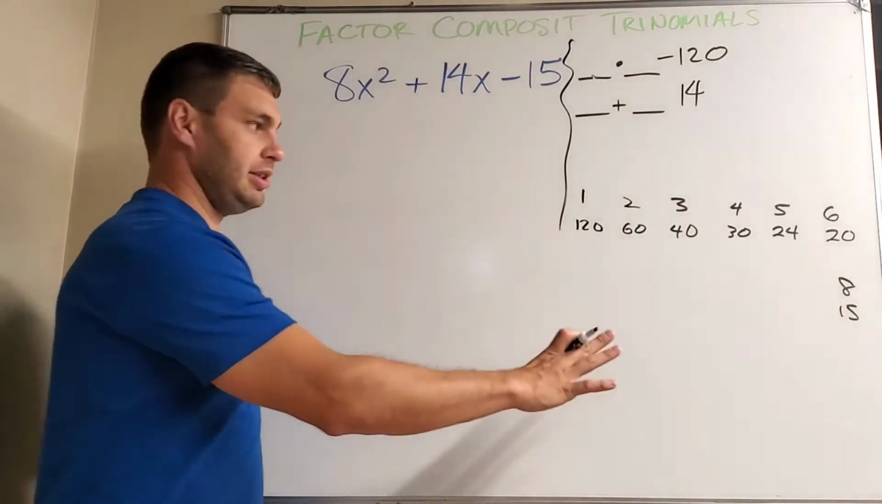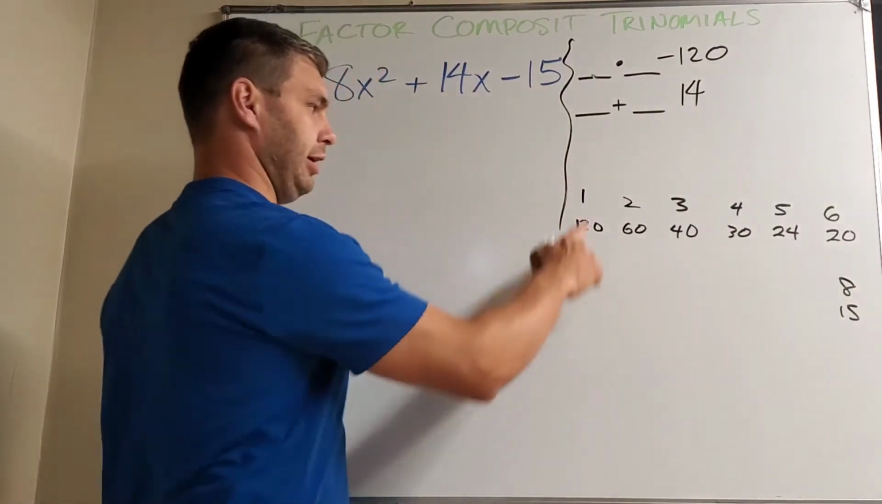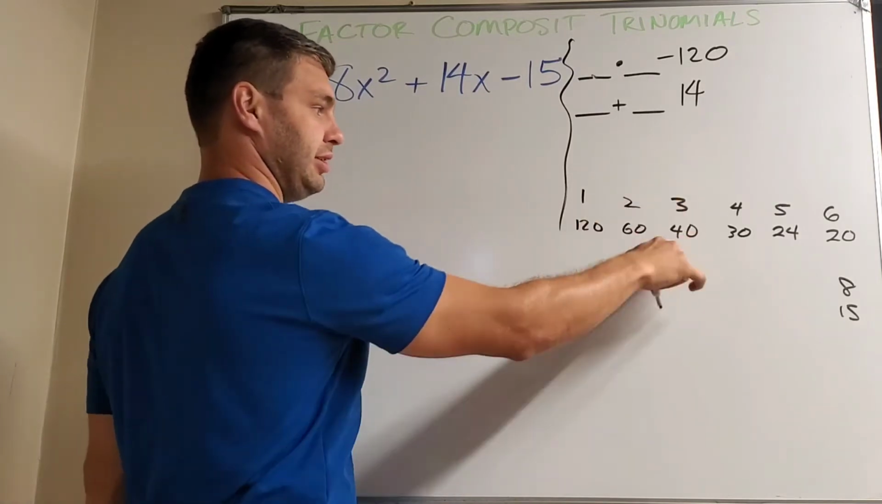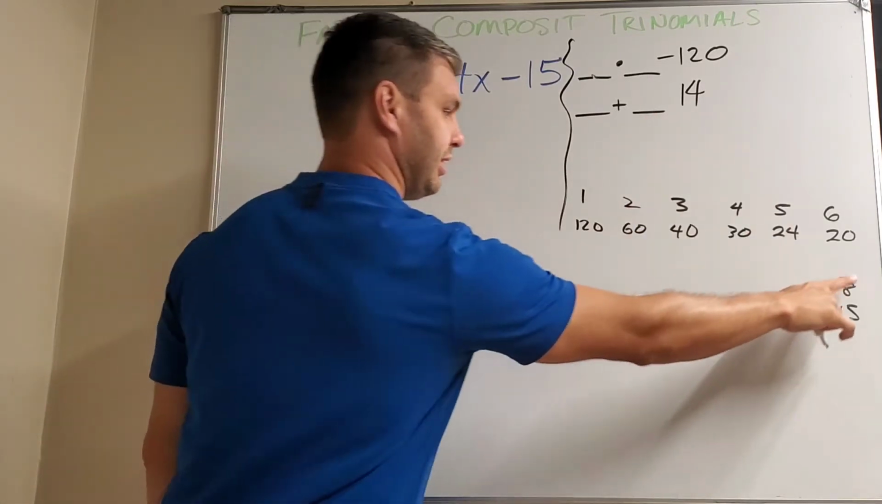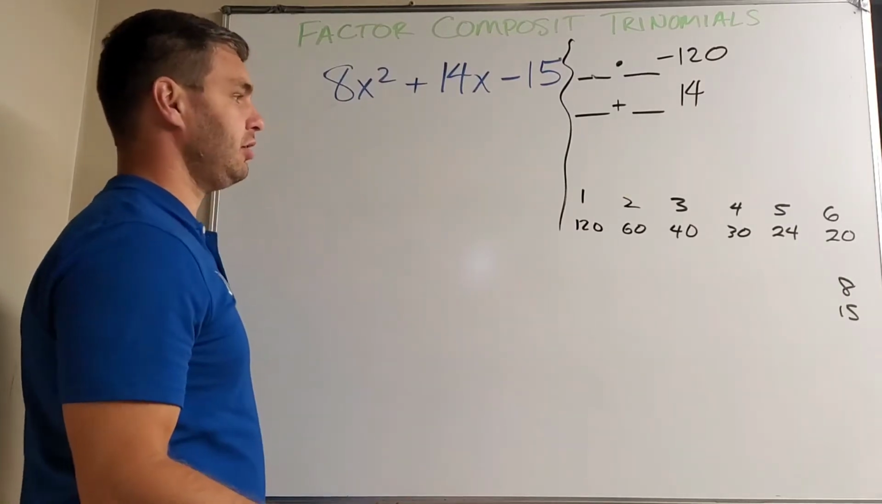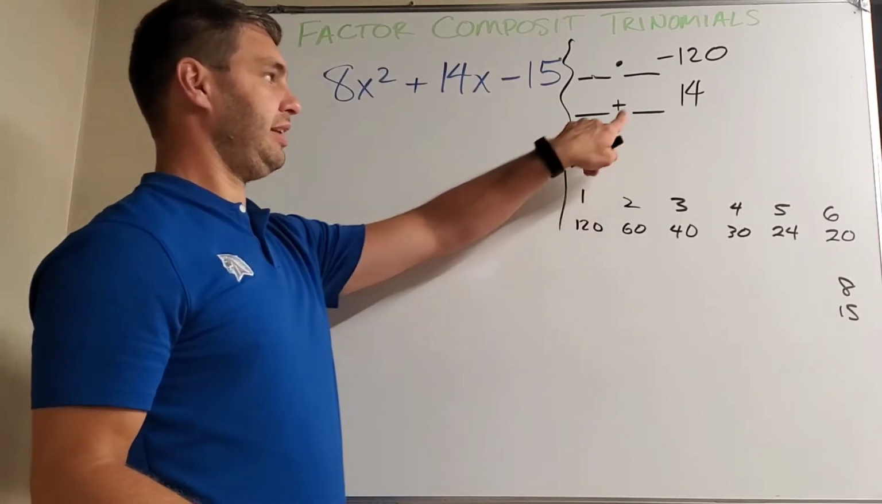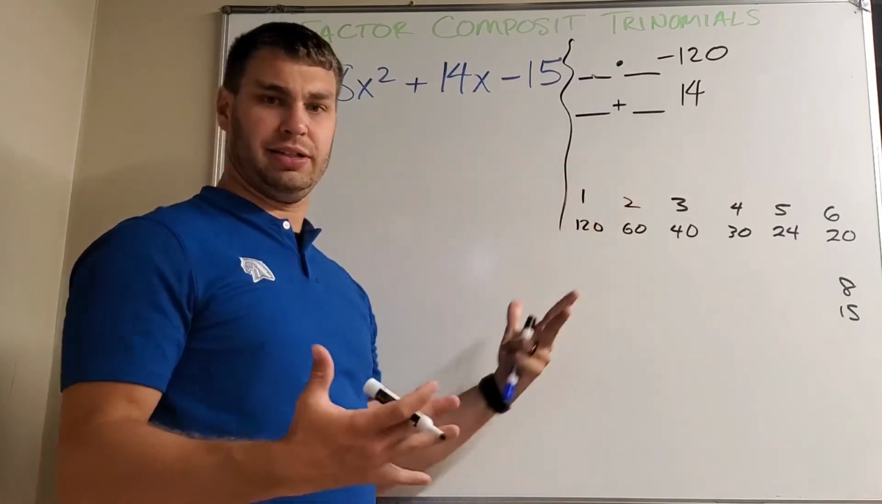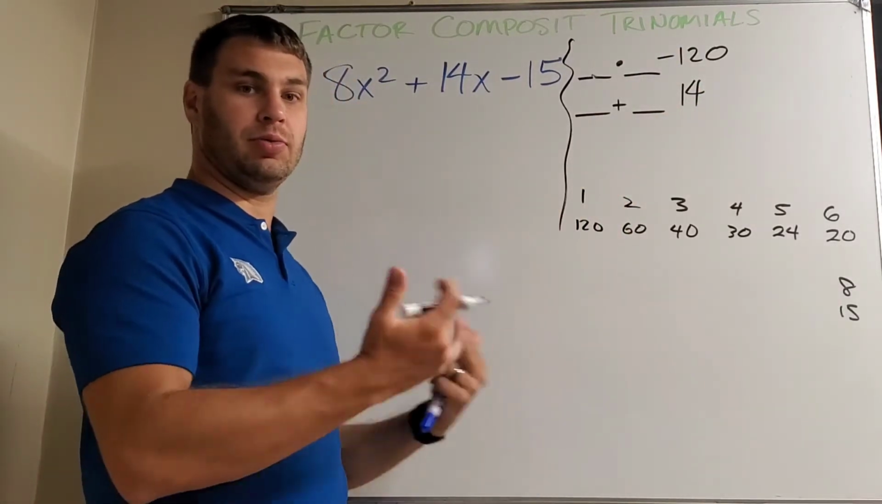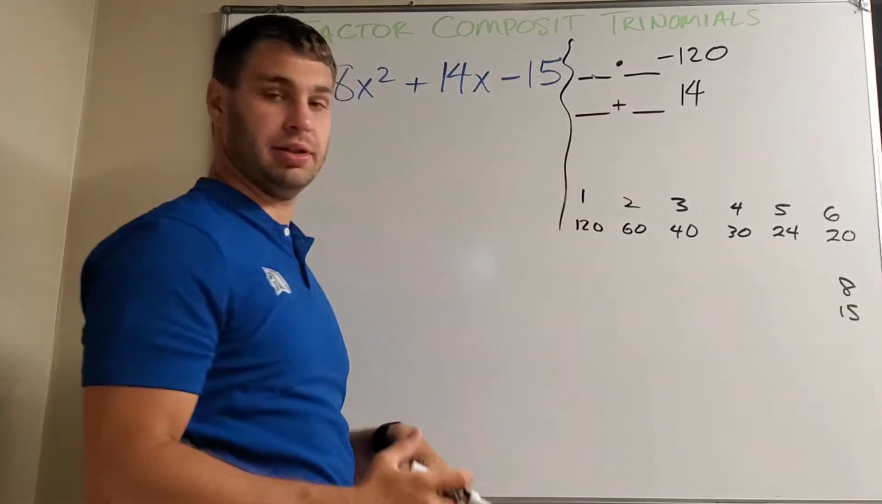Once I have all these factors written out, this is what I've done: 1 times 120 is 120, 2 times 60 is 120, 3 times 40 is 120, all the way down until I can't go anymore. Once you have all those listed, you look for pairs that can somehow get you to 14. You might notice I'm ignoring the negative here. That's because we can make either our first or second number negative.